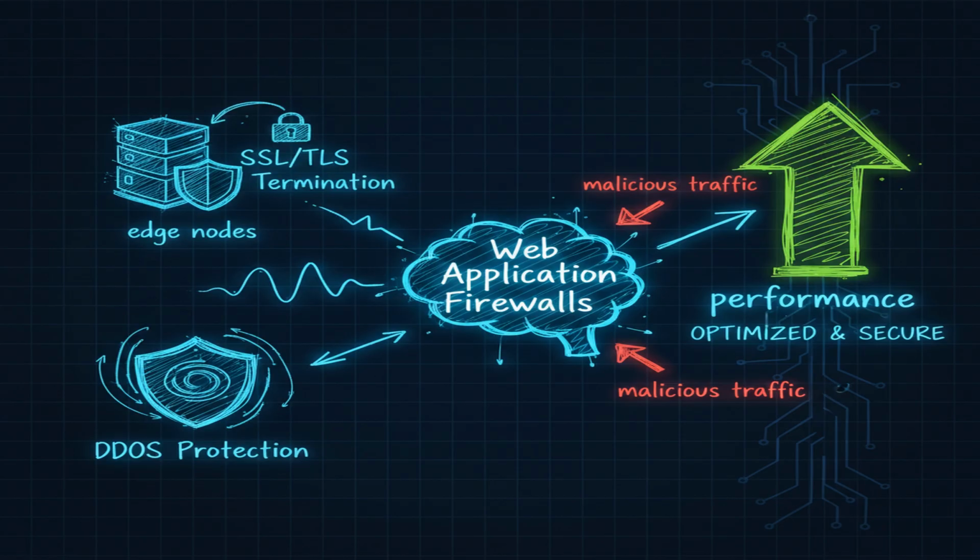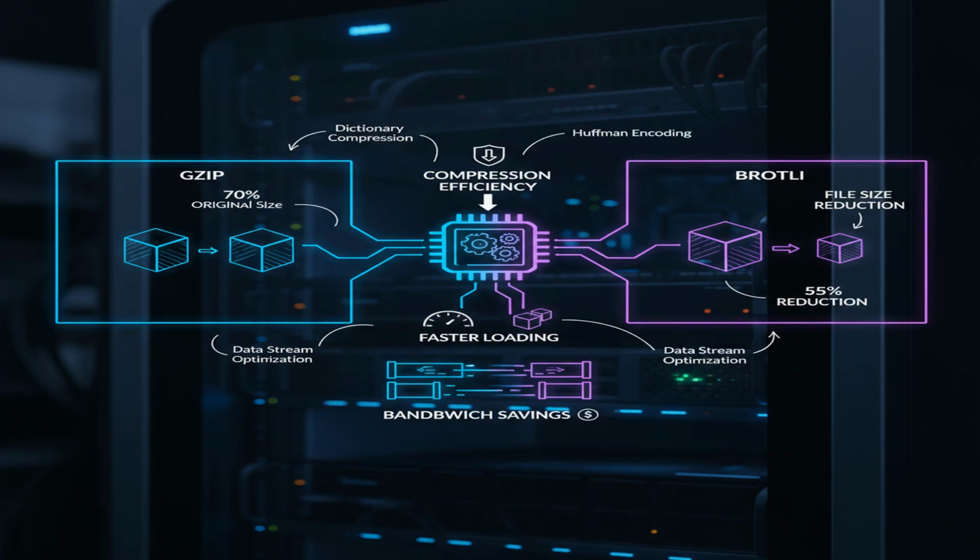Security is paramount for CDNs, protecting content and users from malicious attacks. SSL/TLS termination at the edge offloads encryption processing from origin servers, improving performance. Web application firewalls, WAFs, filter malicious traffic, preventing attacks like DDoS and SQL injection.